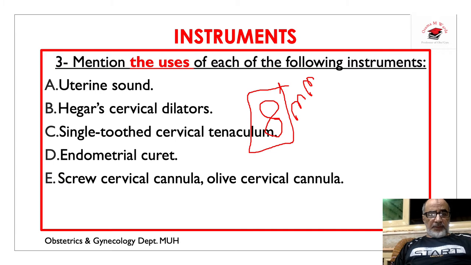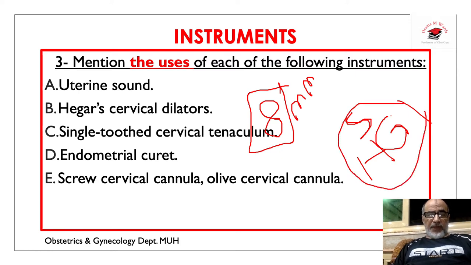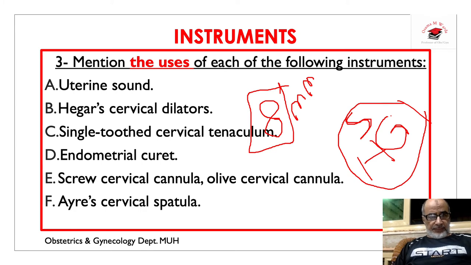Screw cervical cannula, olive cervical cannula: for hysterosalpingogram, which is an investigation to assess the tubal patency and uterine cavity evaluation. Ayre's spatula: to take vaginal specimens with the square end and cervical cytology specimens with the round end.